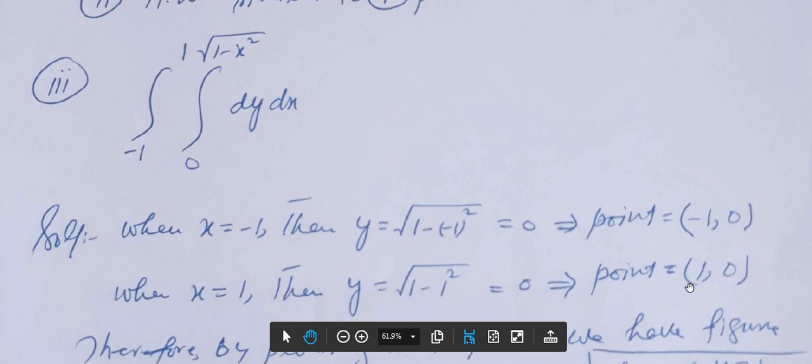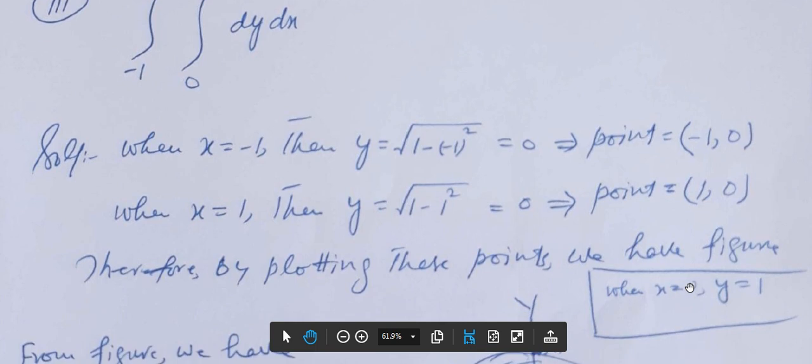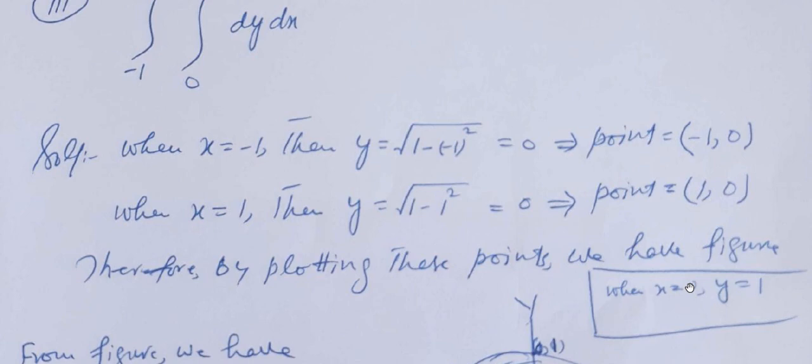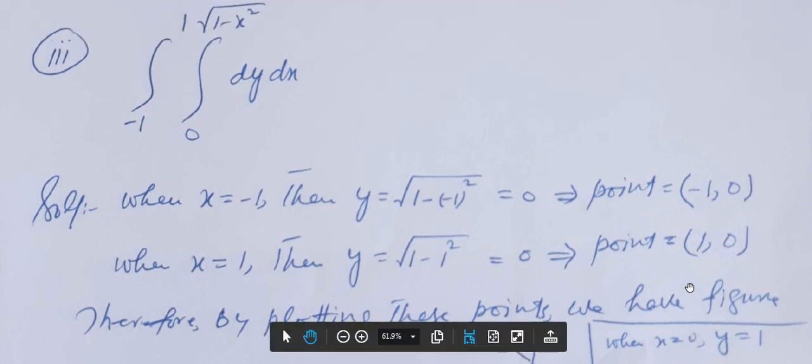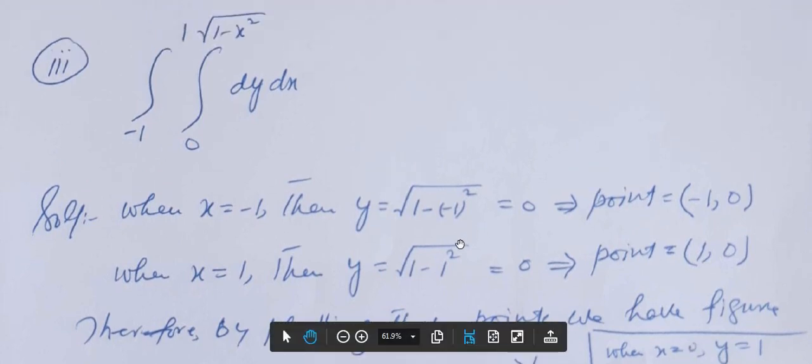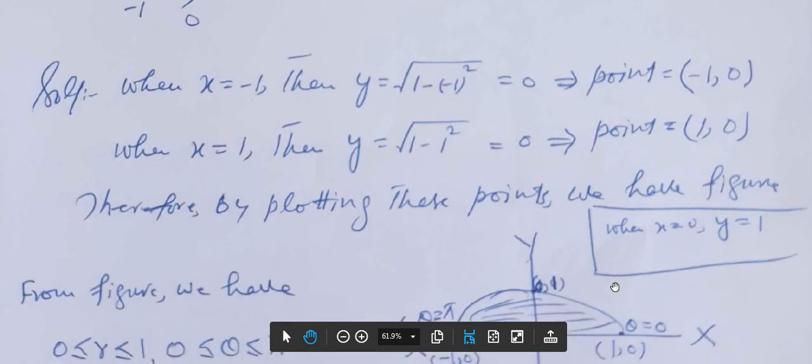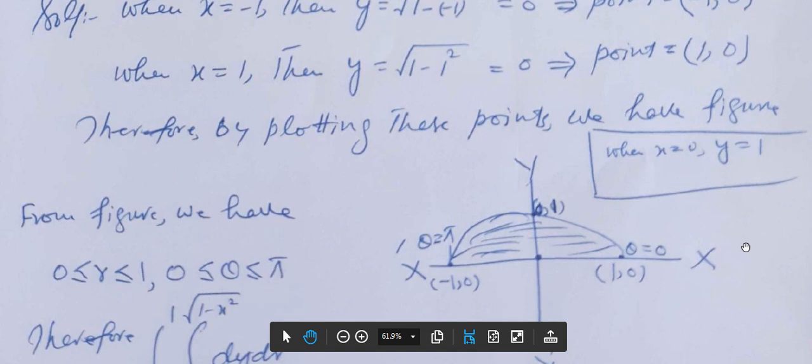So we get the point (1, 0), and therefore by plotting these points, and similarly you can see when x is 0, if I take the value of origin, if I put x as 0 here, then the value of y will be 1. So when x is 0, y is 1. So if I draw the points again, this will be (1, 0), this will be (0, 1), this will be (-1, 0). You can join all these points. So now this is a semicircle. You can see a half circle.